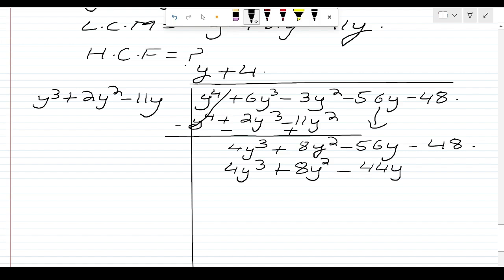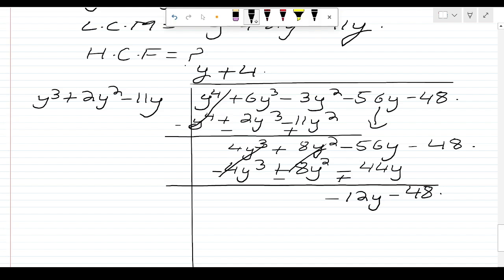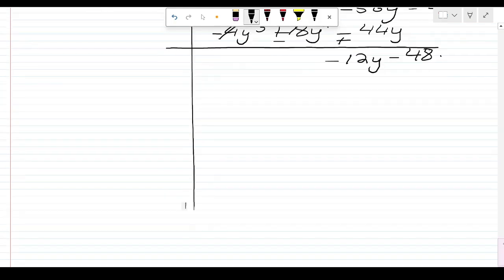Then the sign will be changed from positive to negative, and negative to positive, and then we're going to draw a line. They both will be cancelled with each other, and so are they. Then minus into plus will be minus, and the sign will also be minus, and that is equal to negative 12y into 48. Now here we have negative 12y and negative 48. This is equal to 0.